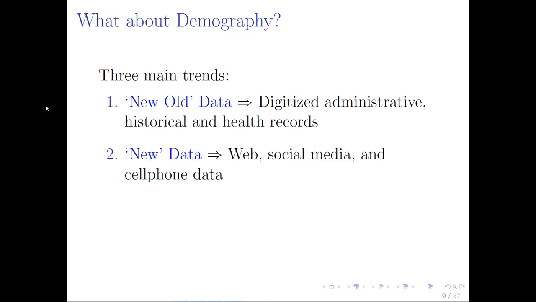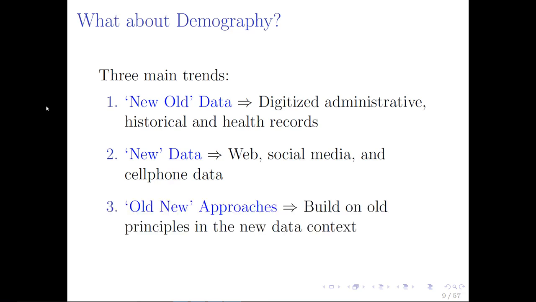A second trend is about new data. These are data that did not exist a few decades ago. These are data from social media, from the web, from cell phone data, and so on. These are data that were not designed for research purposes. And then there is a third trend that I like to call old new approaches, which is the idea that we're building on traditional or old principles in the context of new data. At the same time, new data are forcing us to rethink some of the approaches and to innovate in order to fully leverage the new types of data that are becoming available.